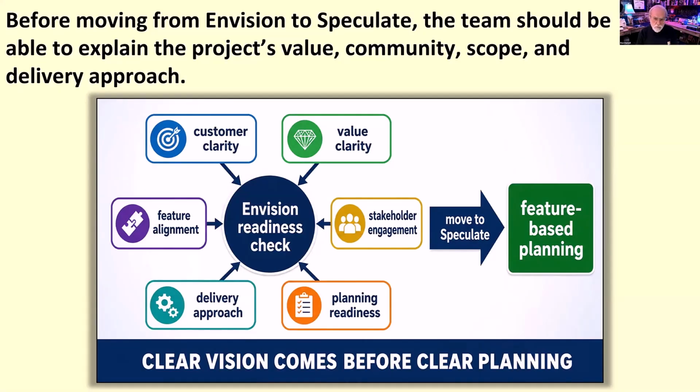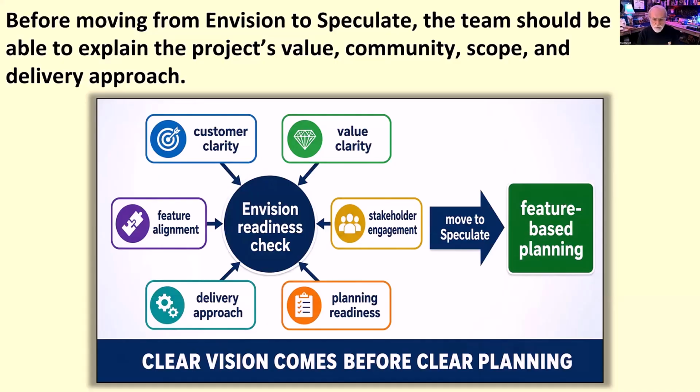So we need to evaluate whether the project is ready to move forward. In the Envision phase the team should have a clear understanding of these elements. And if they're vague, the team may struggle in the Speculate phase because the planning depends on a clear understanding of value and the priorities, that alignment that I was talking about. And so this is why the week 3 artifacts, the Envision artifacts, matter, because they help determine whether the project is ready for the next step in the Agile project management lifecycle.